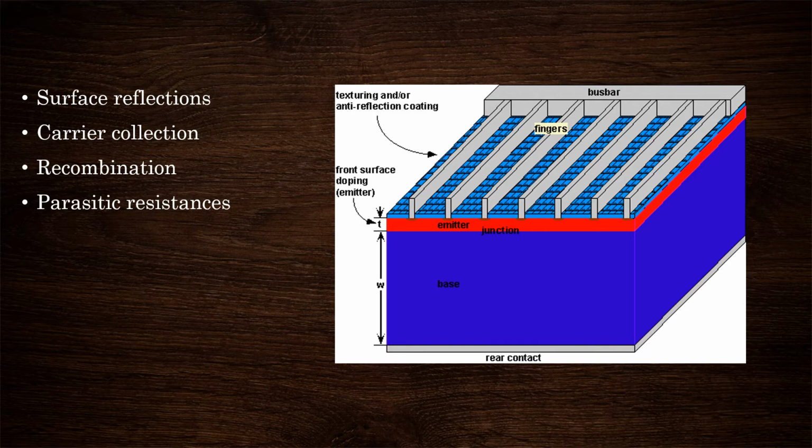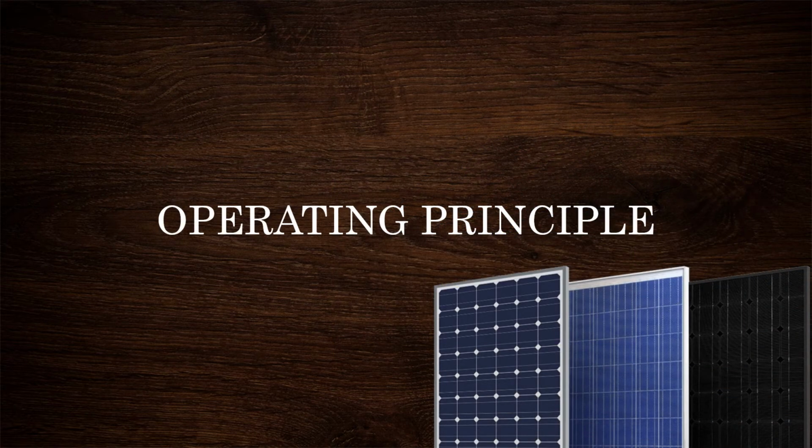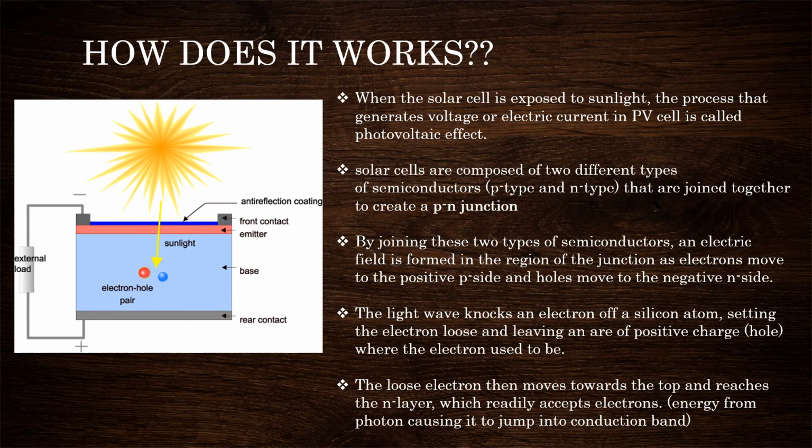Next, we go to the design of solar cell. In order to get better performance of solar cells, we need to count on these four parameters: surface reflections, carrier collection, recombination, and parasitic resistance. So next, we go to the operating principle. Basically, operating principle tells us how it works.